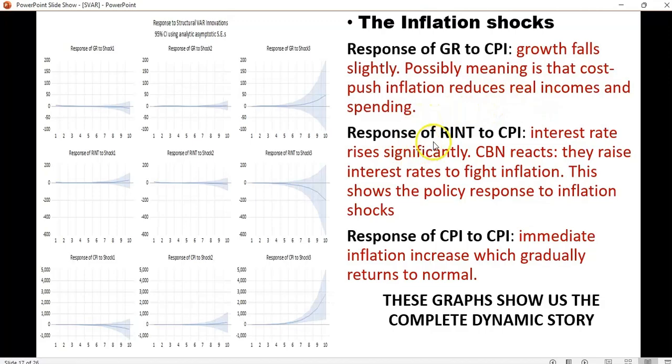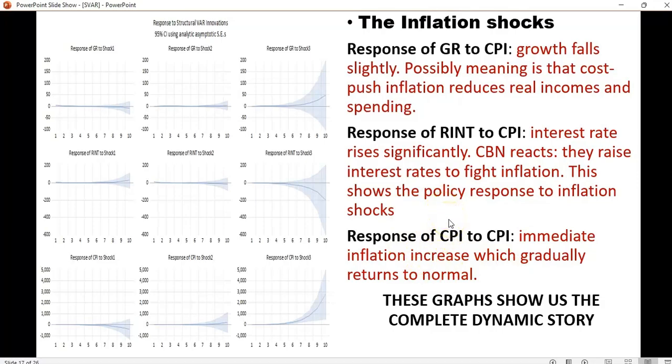The response of interest rate to CPI, see the interest rate rises significantly. The CBN reacts, they raise interest rates to fight inflation. This shows the policy response to inflation shocks. The response of CBN: immediate inflation increases, which gradually returns to normal.